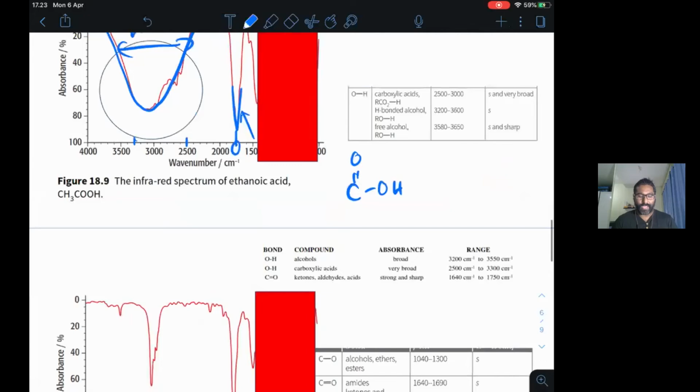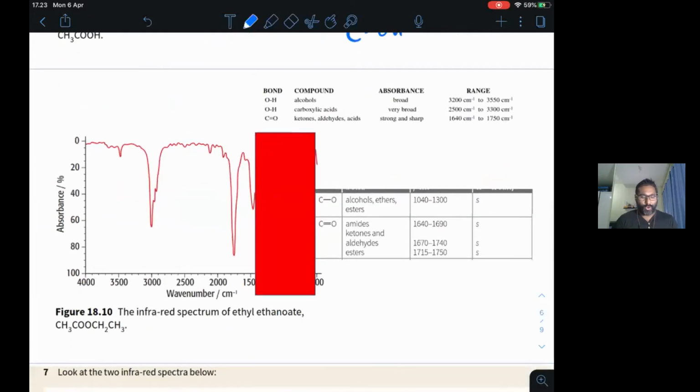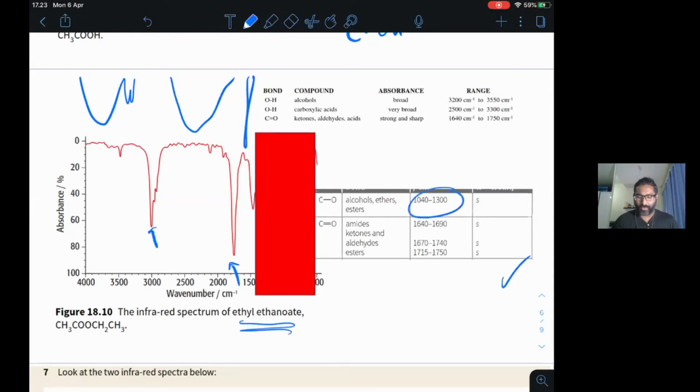Now, the last one here, this one is definitely not alcohol, definitely not carboxylic acid, because they do not have something like this, or something like this, and then like this. So this one is very special. This thing and this thing will help us to identify. So I took some part over here. This is going to be ester. So ester has a very sharp peak at 1,040 to 1,300. So this is going to be the part over there. And they also have another peak over here, which is going to be 1,700.